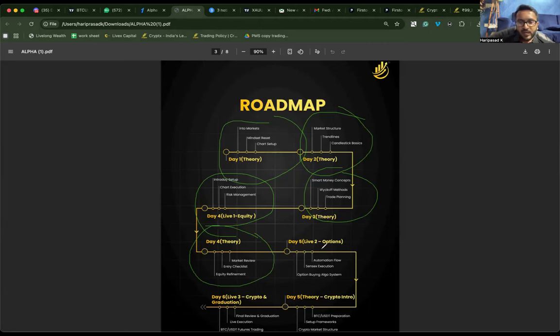And on day five, we are going to be having a live market session of option buying. So this is what I told, you need a minimum of 50,000 rupees to be trading this particular strategy. With 50,000 rupees, how the strategy can be traded, all those things are going to be covered.